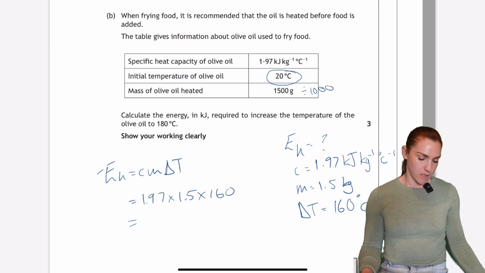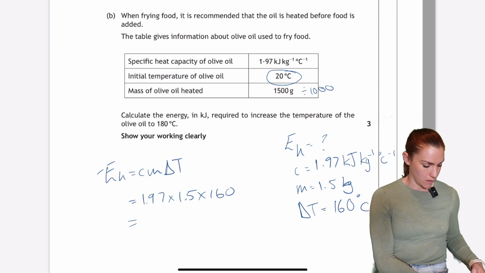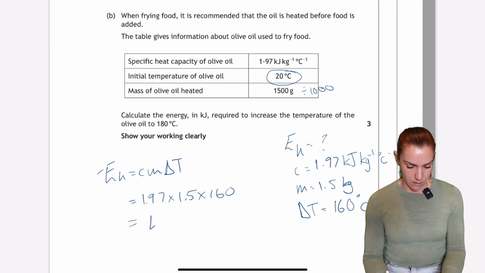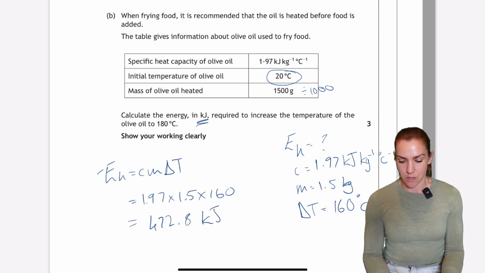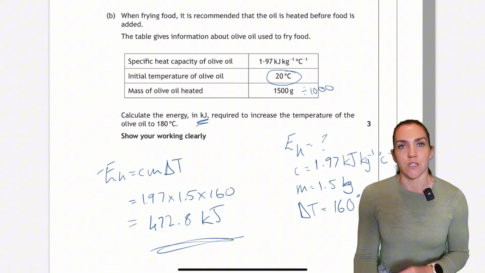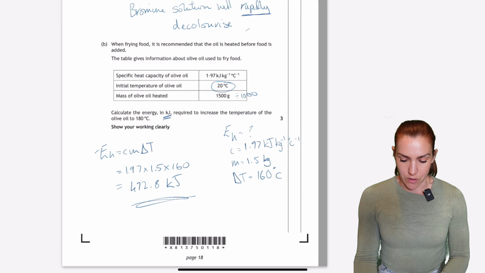So we put that into the calculator. 1.97 times 1.5 times 160 gives us 472.8. And that would be in kilojoules. You don't need to put the units because they are given in the question, but if you do put them, they need to be correct. So maybe just double check what they are in the question if you're going to put them at the end of your answer.